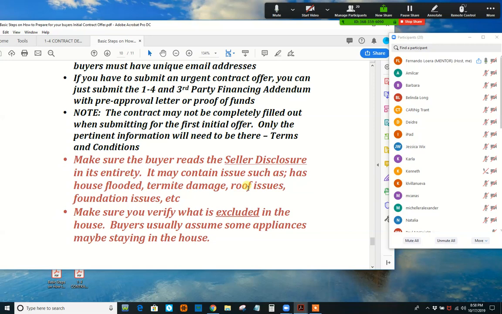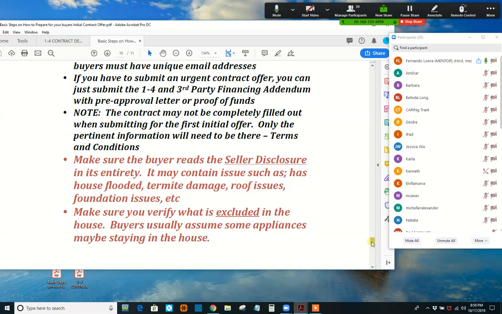I said, the house is flooded before. And she goes, oh my God, they told me that they didn't want a house that was flooded. I go, well, it says on the seller's disclosure. She goes, I'm glad you told me. They end up not submitting an offer. So she would have been spending all her time and getting signatures when it says it was flooded.